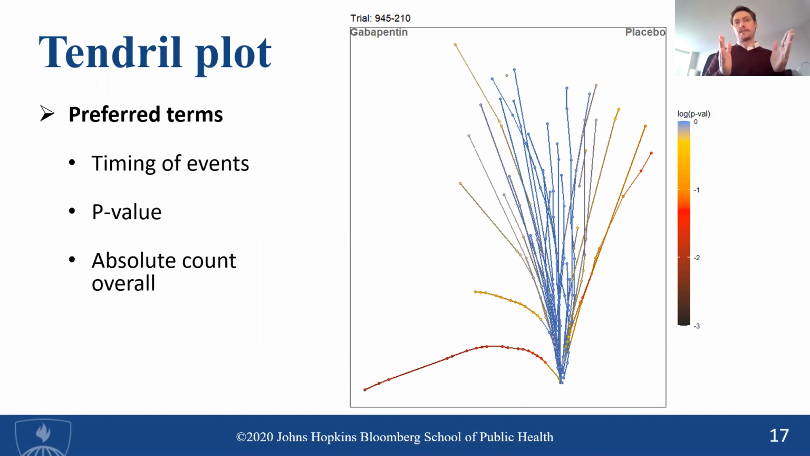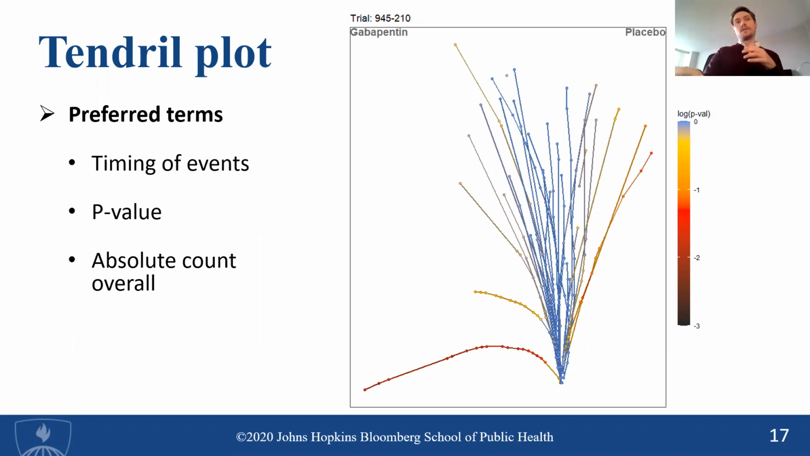So the length of a vector is the time between each event. Very small vectors mean the time between each event is very short; longer means longer duration. And the direction, whether it goes to the left or to the right, clockwise or counterclockwise, is the arm in which it happens. So an event in the intervention arm, gabapentin here, will angle counterclockwise. And each point represents an event. The color is the adjusted p-value for that specific event, and the size of the points, again, is the overall count, the absolute count for the event.